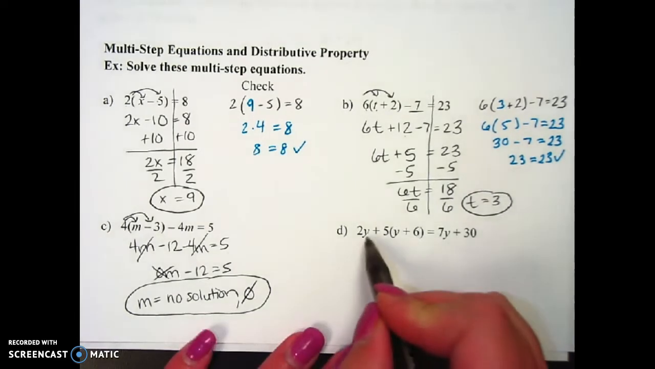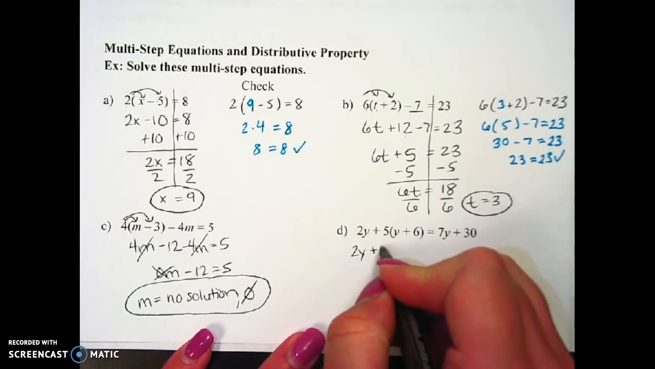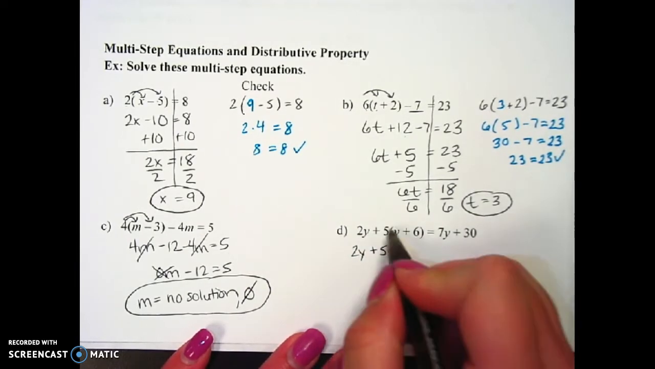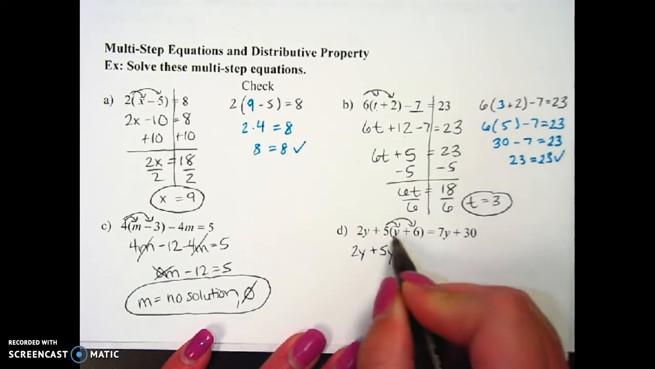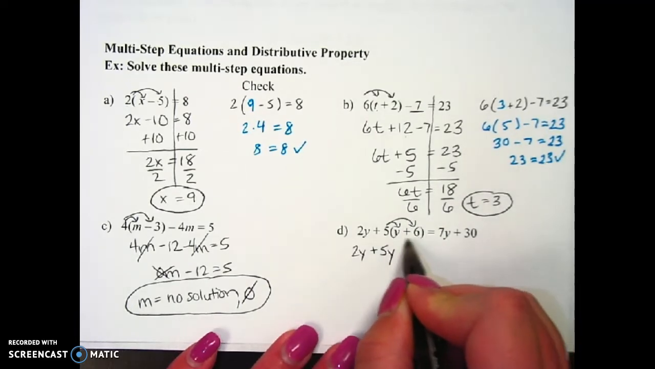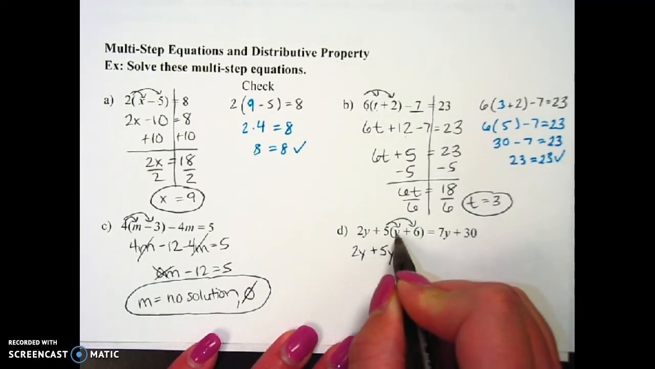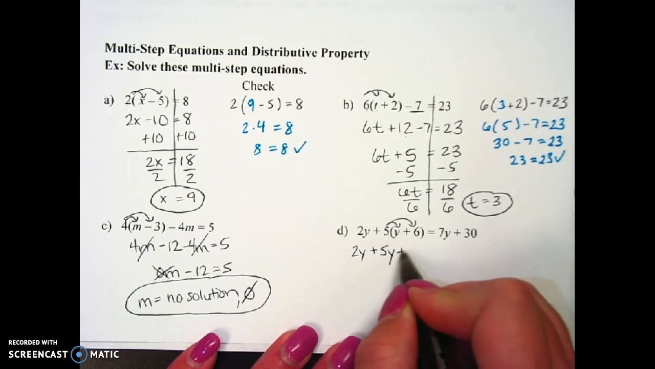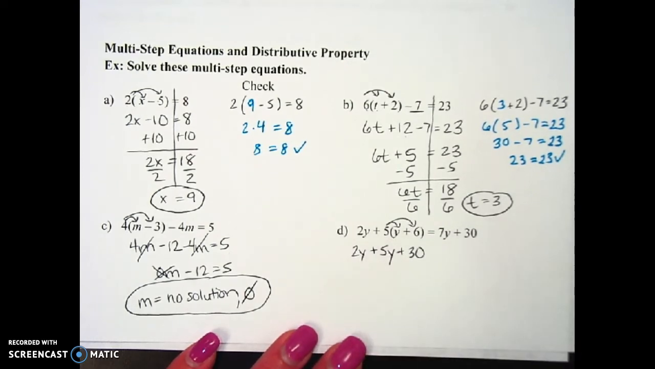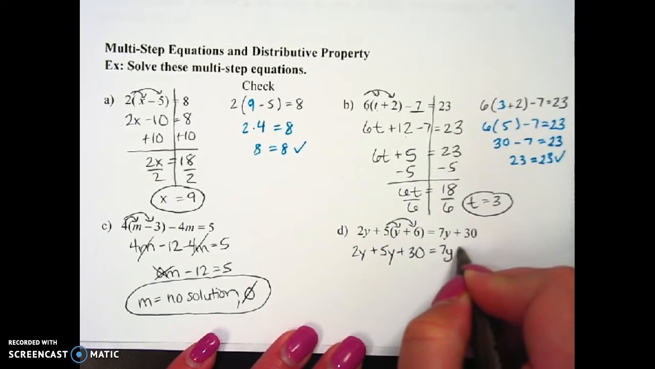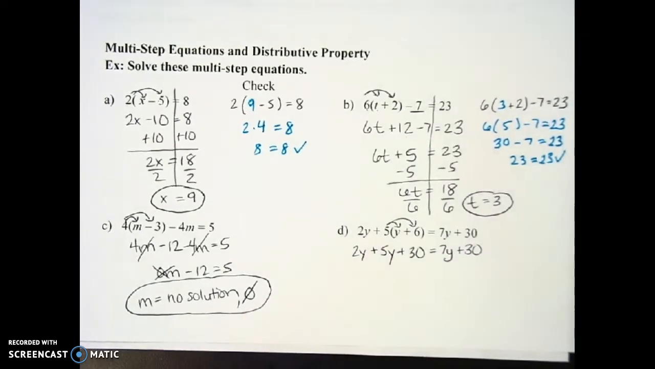Or over here in our last one, we have 2 yellow plus 5 yellow. And then the most common error is people forget to take 5 times 6. But my parentheses over here, we had 5 yellow and 5 in groups of 6 to make 30. On the right hand side, 7y plus 30. That was my first step. I distributed 5 times y, 5 times 6.